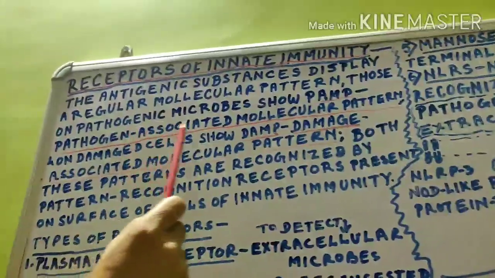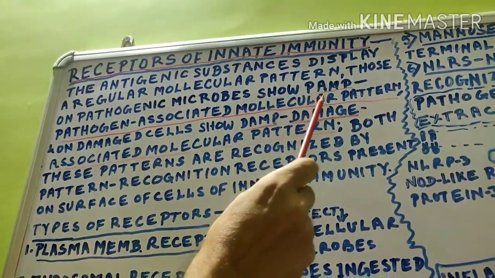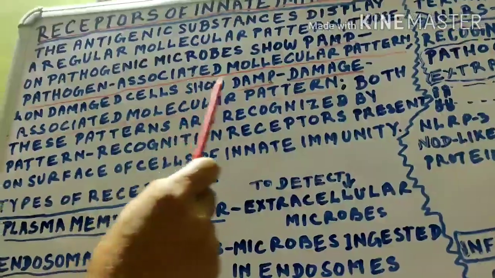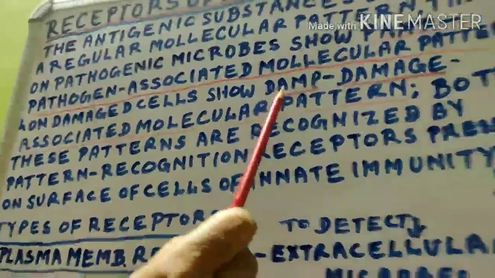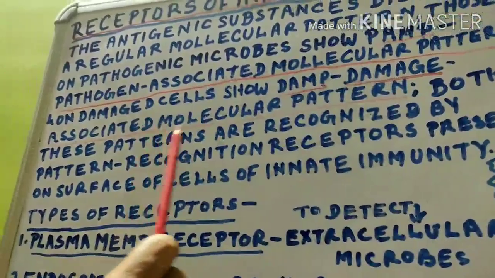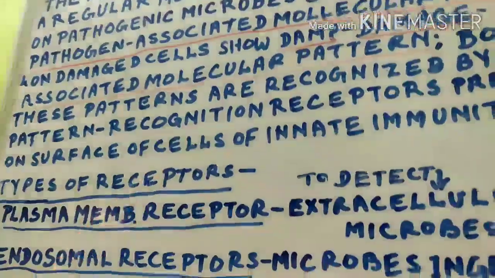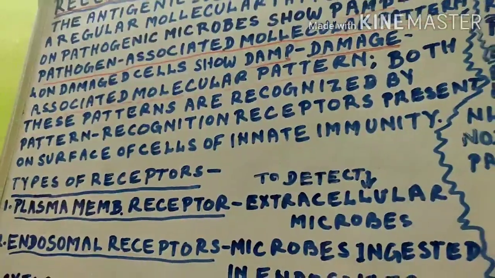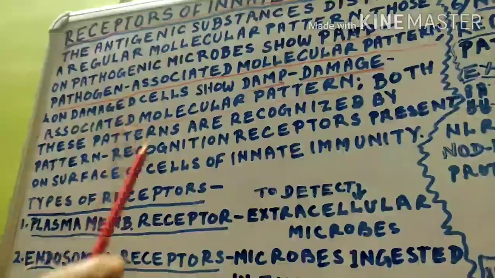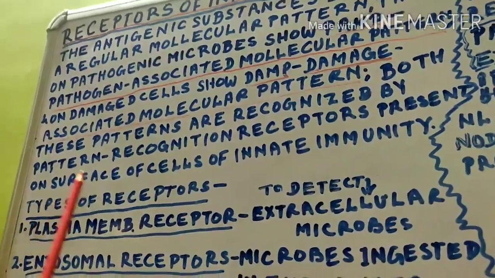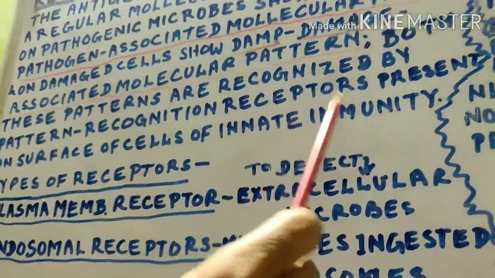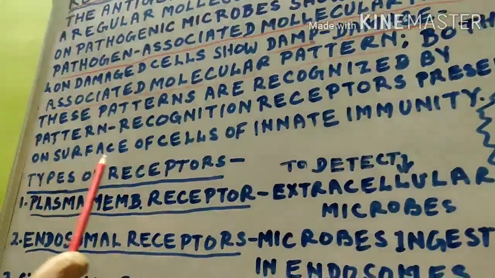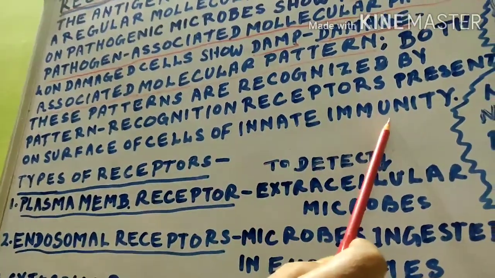Those on pathogenic microbes show PAMP, meaning pathogen associated molecular pattern, and the antigenic substances on damaged cells show DAMP, that means damage associated molecular pattern. Each molecule has a definite pattern by which that antigen can be recognized. Now these patterns are recognized by pattern recognition receptors present on the surface of cells of innate immunity.